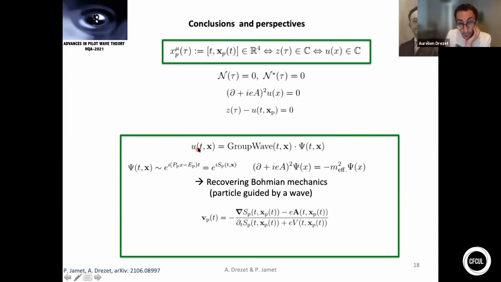You obtain a wave which is a group wave times a kind of phase wave, which is a solution of the Klein-Gordon equation. And this is really the double solution program of de Broglie, in the limit where we are working, of course, because we are trying to recover Bohmian mechanics. So it is indeed what is happening. We recover Bohmian mechanics in the semi-classical regime, which is associated with the Bohr atom, and so you recover this formula, which is the formula obtained by de Broglie at the beginning of his career, and it is reminiscent also of the Bohmian velocity for the Klein-Gordon field.